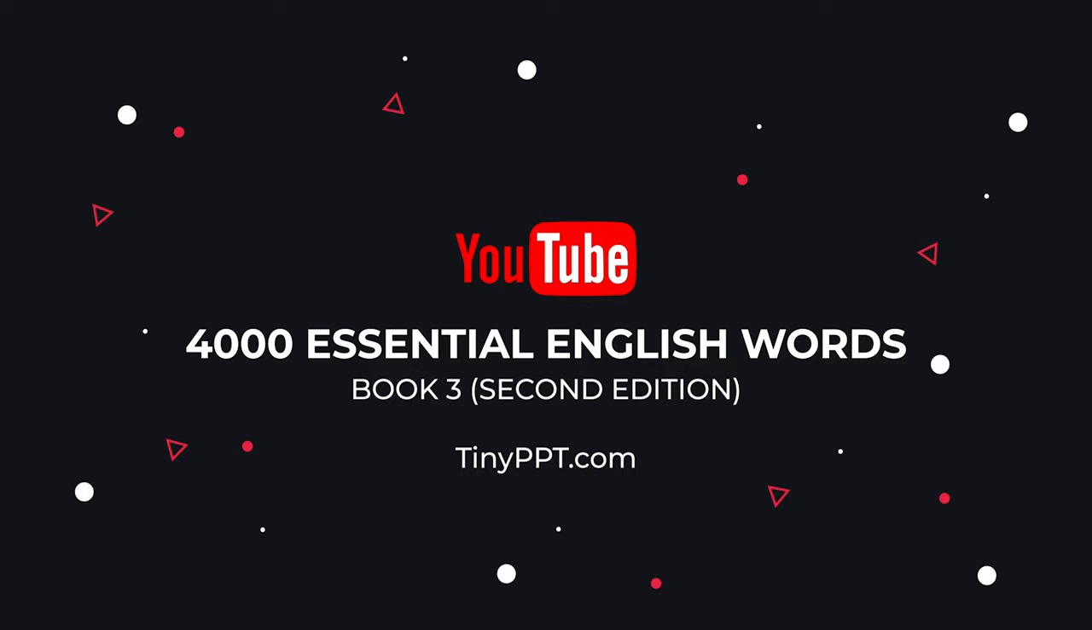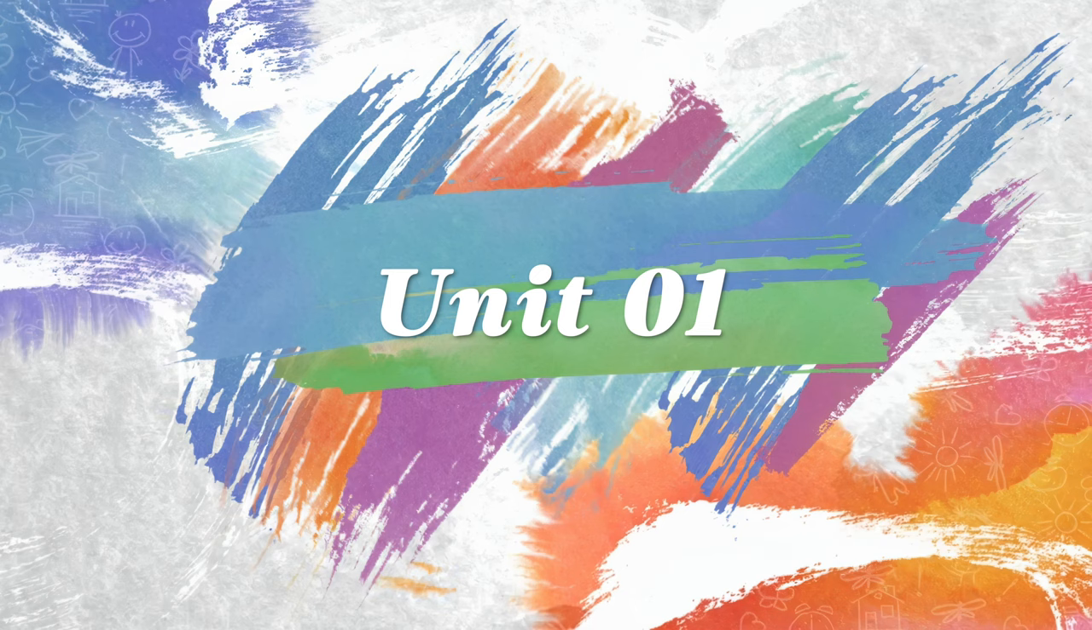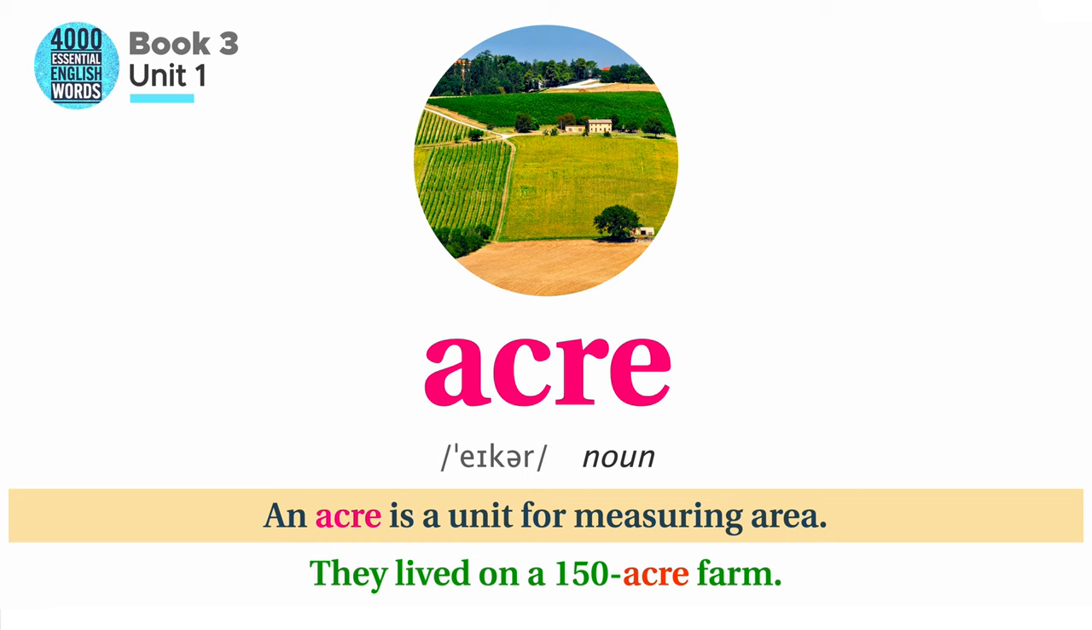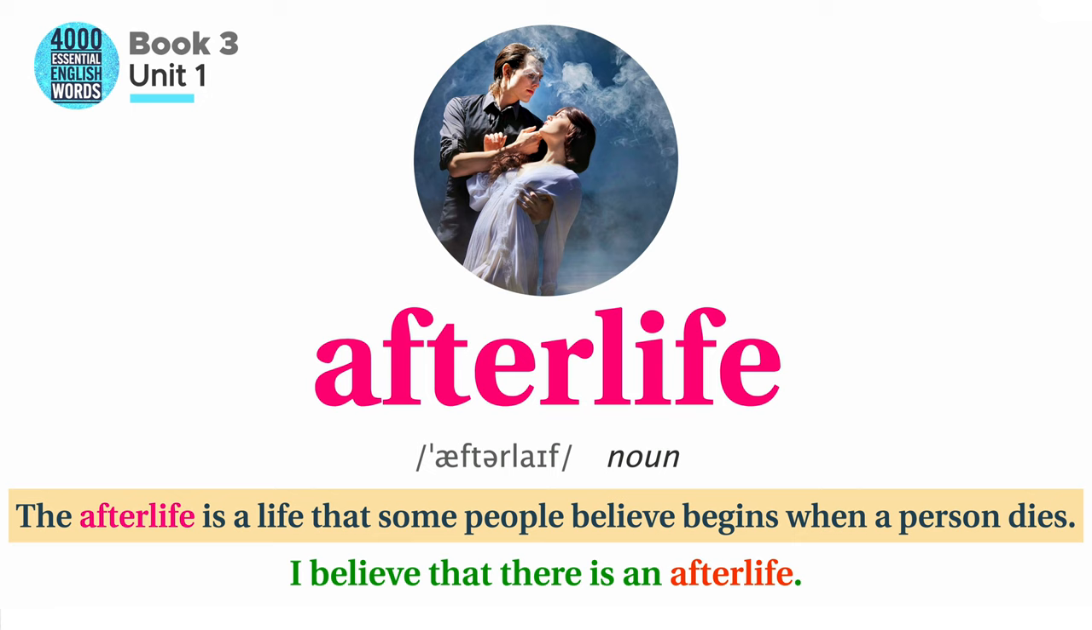Unit 1. Word list. Acre. An acre is a unit for measuring area. They lived on a 150-acre farm. Afterlife. The afterlife is a life that some people believe begins when a person dies. I believe that there is an afterlife.